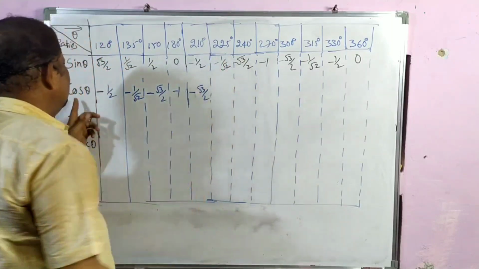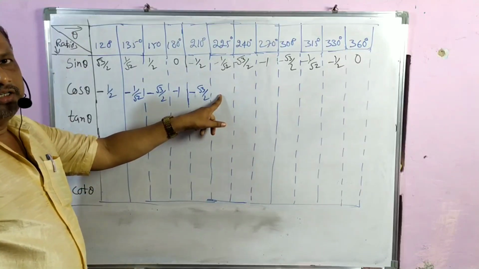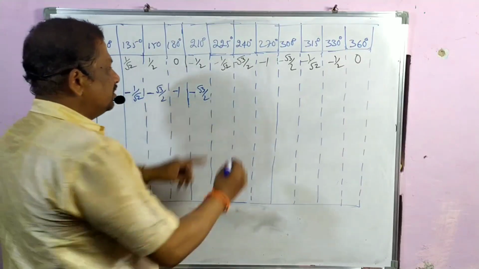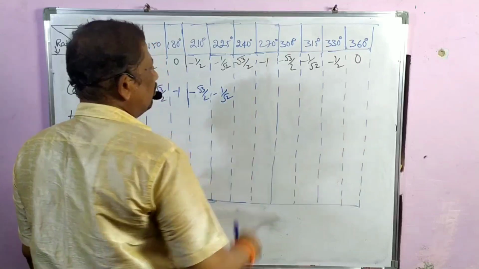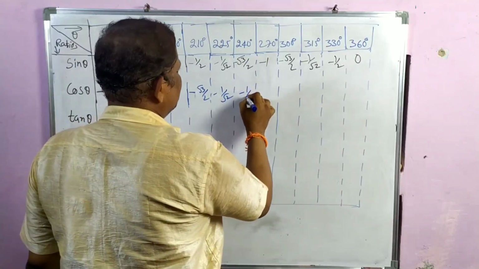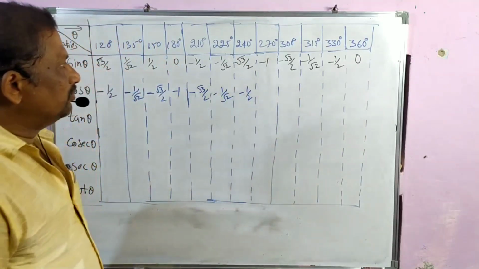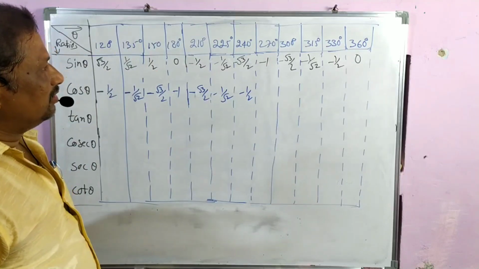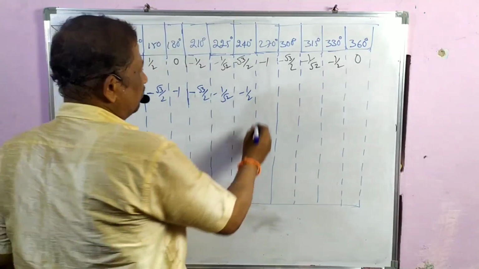Next, cos 45 degrees. So the ratio does not change, no. 180 plus 45. Cos 45 is 1 by root 2. Third quadrant, negative will come. So this is cos 60 degrees, 1 by 2. Next, 180 plus 90. Cos 90 degrees, 0 will come.